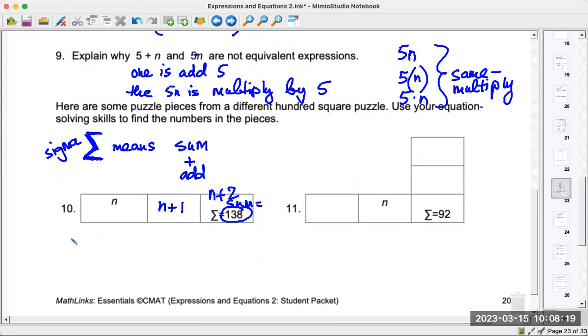And now let's write an equation. If I add all the numbers, remember it's sum. You add. And the second number, and then the third number. So I'm going to put parentheses around it so you see it better. And then the third number, if I add all these numbers, which are just expressions using n, the sum has to be 138.